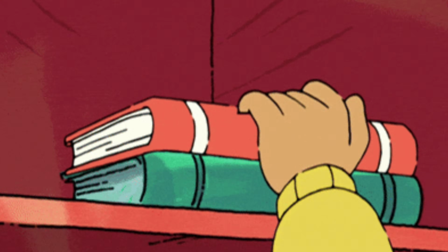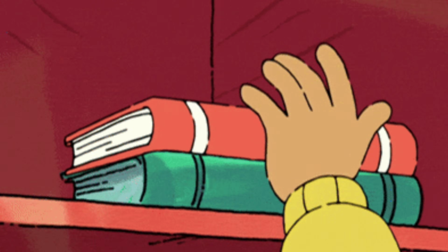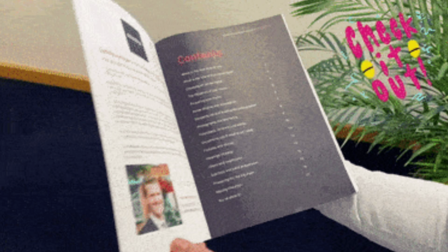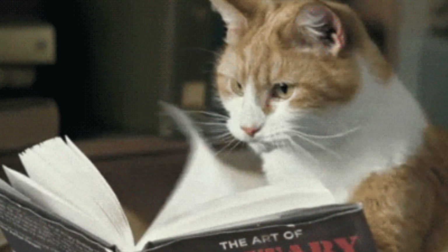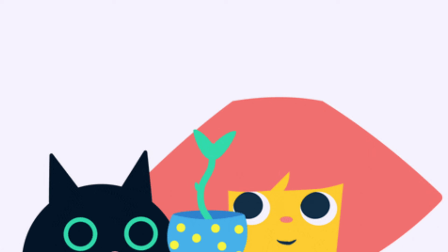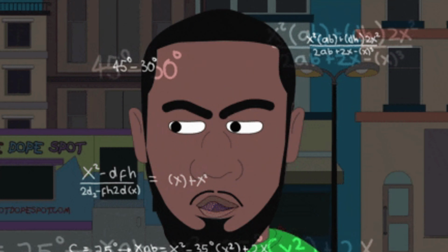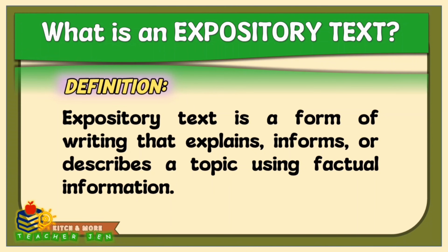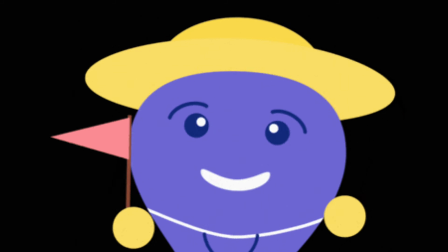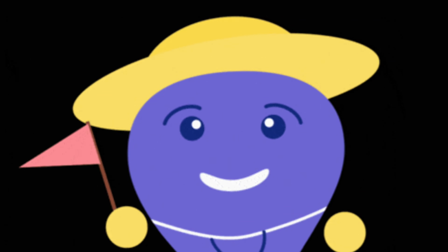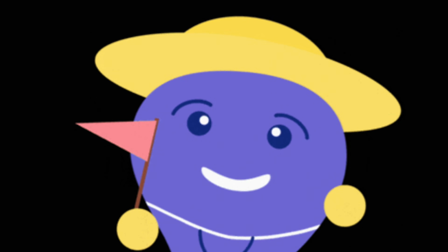You've probably seen expository text in your textbooks, how-to guides, or even in science or history lessons. For example, if you're reading about how plants grow or the steps to solve a math problem, that's an expository text. It's like having a guide that gives you facts to make things easy to understand.